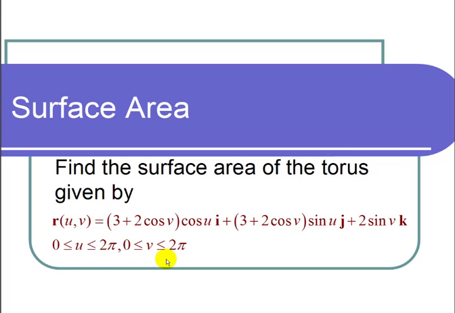So we need to find the surface area, and the surface area is defined by the double integral over the region of the magnitude of r_u cross r_v dA. So let's find r_u and r_v.